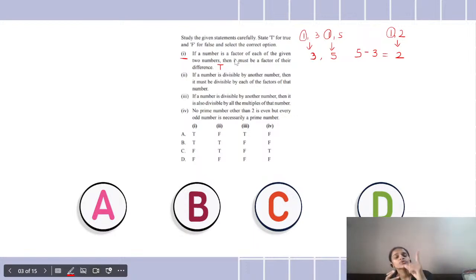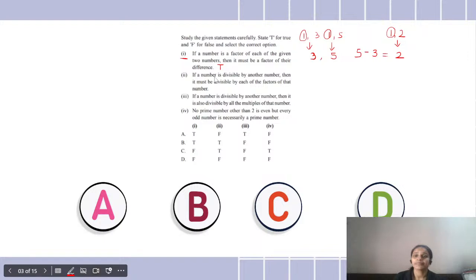Okay, दो number दिए हैं, उसका एक factor है, एक number है जो दोनों में common है, तो उन दोनों का जो difference होगा, उनको minus करके जो हमको answer मिलेगा, उसका भी वही factor होगा. So that is absolutely right. Yes, वो सही है, ऐसा होता है.